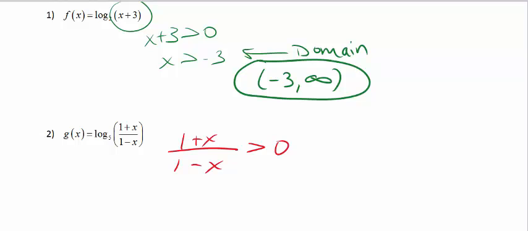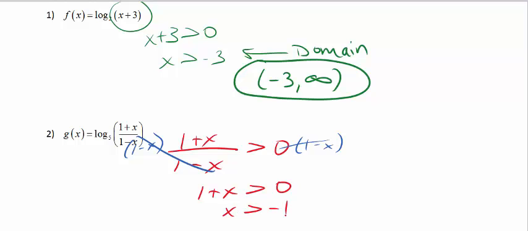Well, to get rid of this denominator, I'm going to multiply both sides by 1 minus x. So those cancel. 0 times 1 minus x is going to be 0 again. So I'm going to have 1 plus x is greater than 0. Subtract 1 on both sides. So my domain is x is greater than -1.